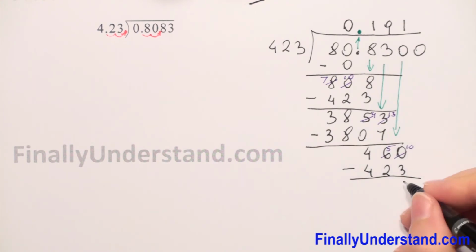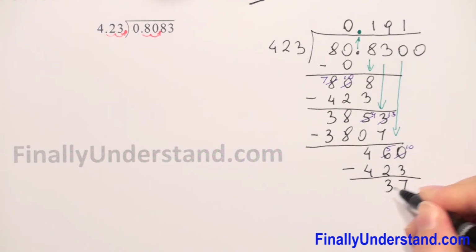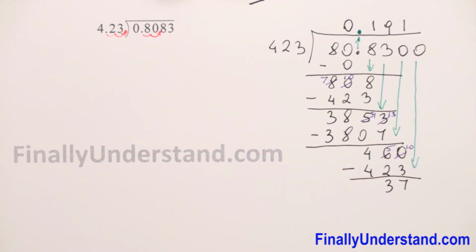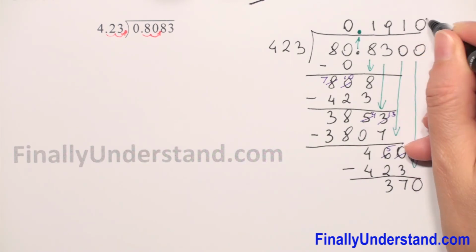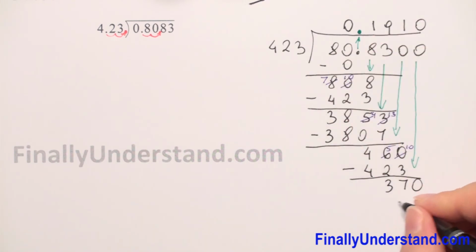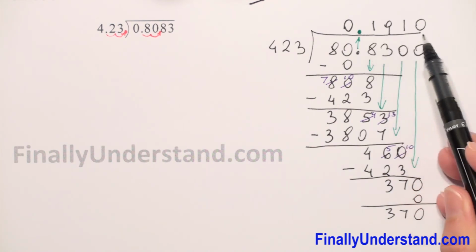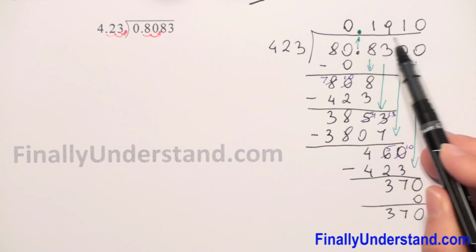10 minus 3 is 7. 5 minus 3 is 2. 4 minus 4 is 0. We don't have to write. And we have to take next 0 down. We have 370 divided by 423, 0. 0 times 423 is 0. Subtraction. 370. We can stop long division because we got 4 digits after decimal point, so we can do the rounding.